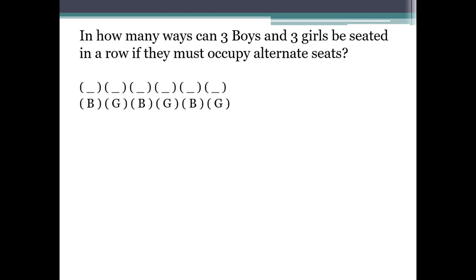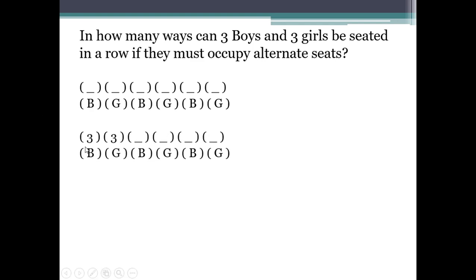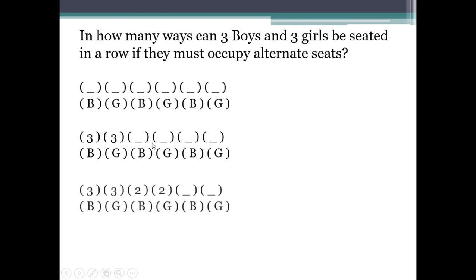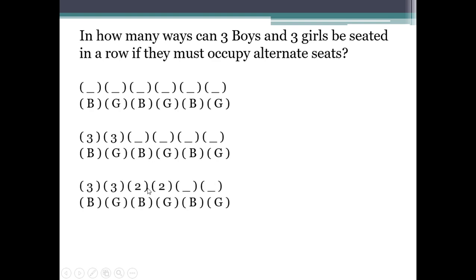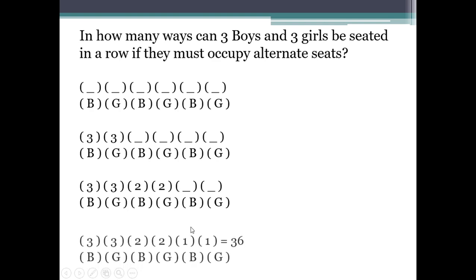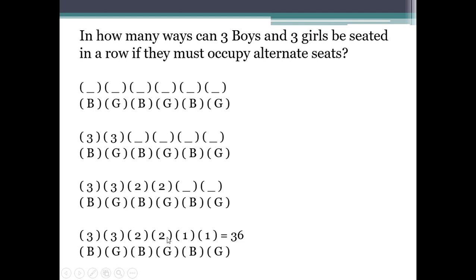So for the first seat, 3 can sit there, because there are 3 boys. Then in the girls' seat, 3 can sit there. For the next set of chairs, only 2 each, since one has already sat, respectively for boys or girls. And of course, only one is left. So 3 times 3 times 2 times 2 times 1 times 1. So we have 36.